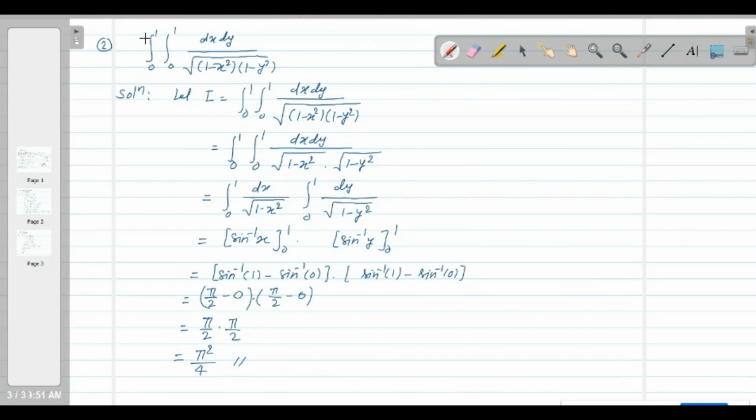Okay, let's take the next problem, number 3. Evaluate this integral of limit 0 to 1 and integration of limit 0 to y of x y e raised to x square, dx dy. This integral has to be evaluated. So write down the solution.